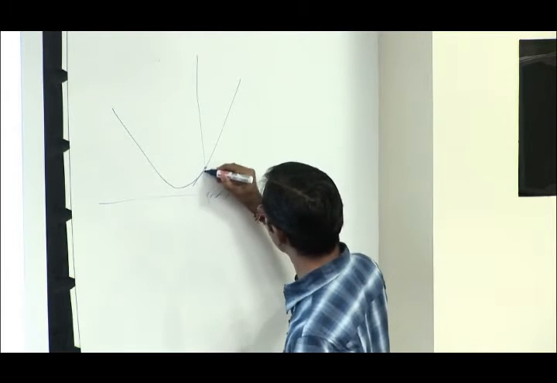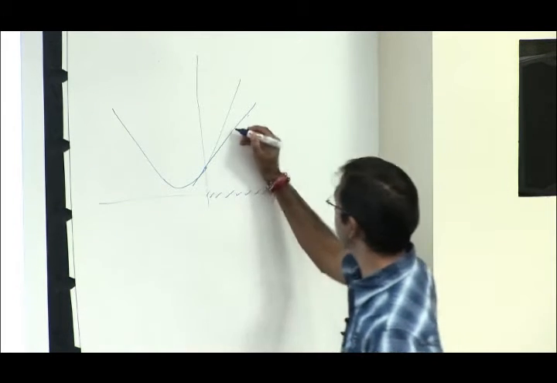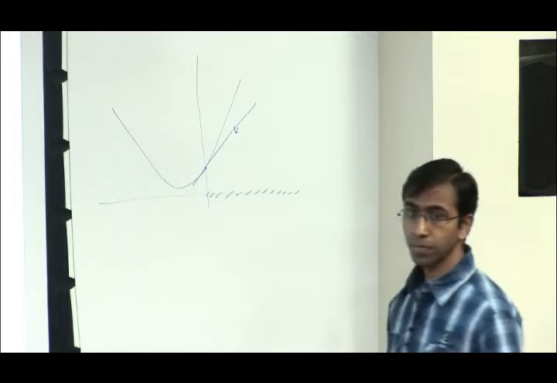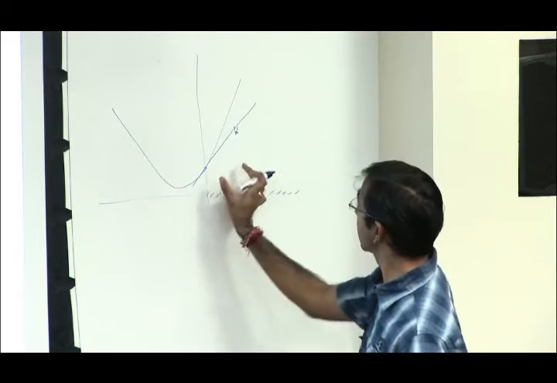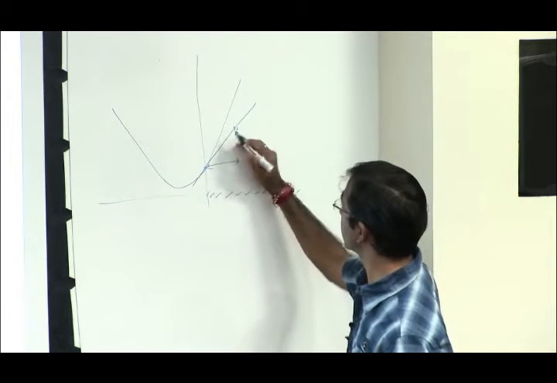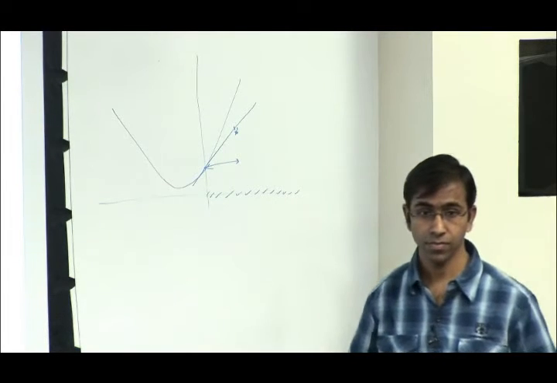Okay. And if you look at the gradient at the optima, if you take any other x prime in this set, then the inner product of x prime minus x with the gradient is positive. That is, you are increasing the function.